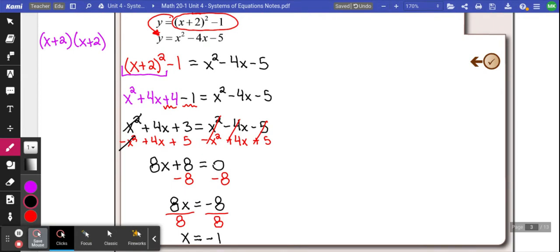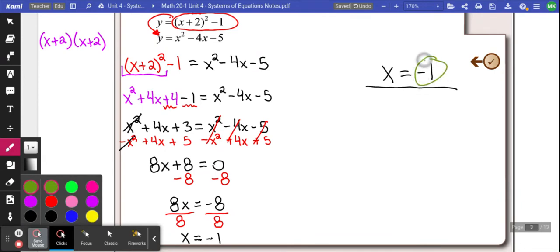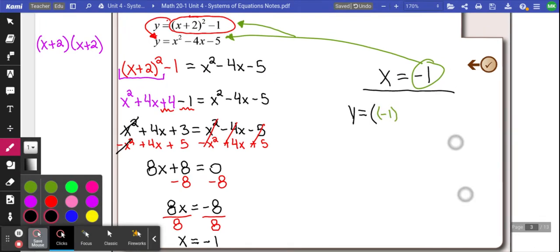Perfect. My fourth step. I need to solve for my other letter. I currently know x equals negative 1. I need to solve for y by taking this value and substituting it into an equation. It does not matter if you do the first equation or the second equation. It would be the exact same answer. I'm just going to choose to do the one on the top. So I have y equals bracket, changing x to be negative 1 plus 2 squared minus 1.